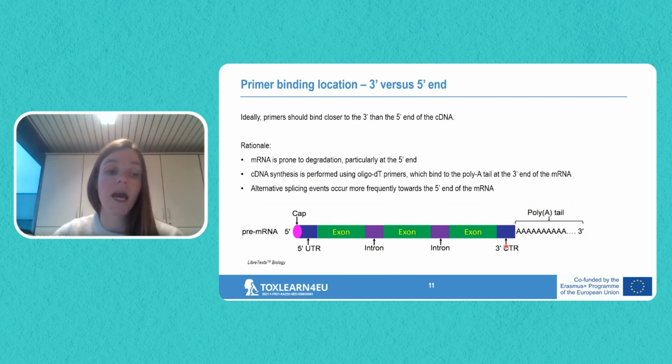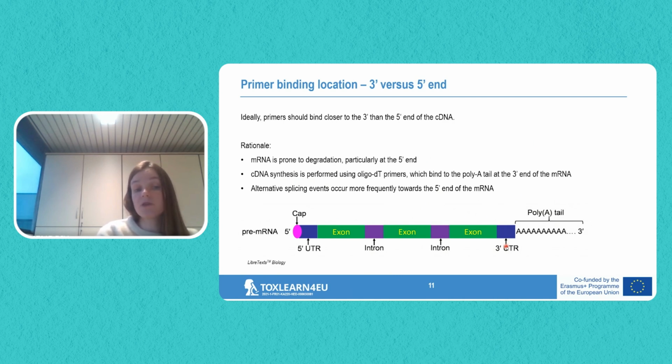And then another reason for choosing primers more towards the 3' end of the cDNA is that alternative splicing events occur more frequently towards the 5' end of the mRNA. So when alternative splicing takes place, it's more prone to happen at this 5' site. So this means that differences between splicing variants will be found mostly on that site, whereas the 3' site will mostly be the same between splicing variants.